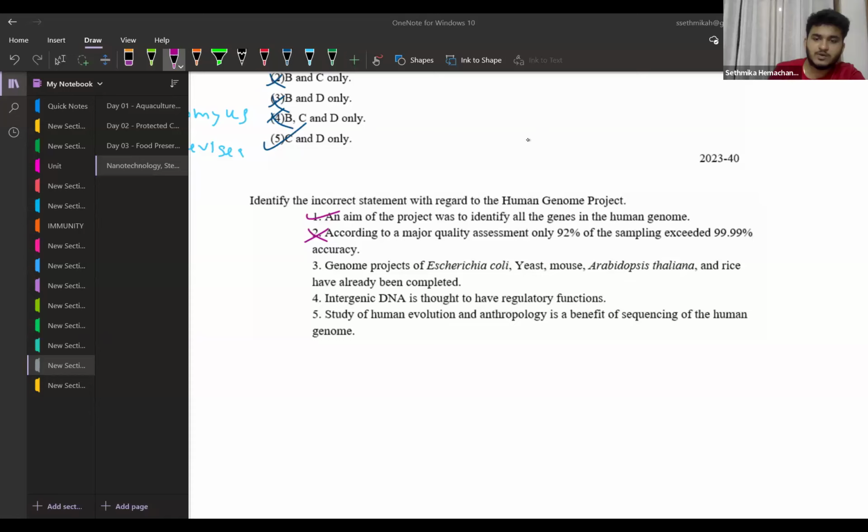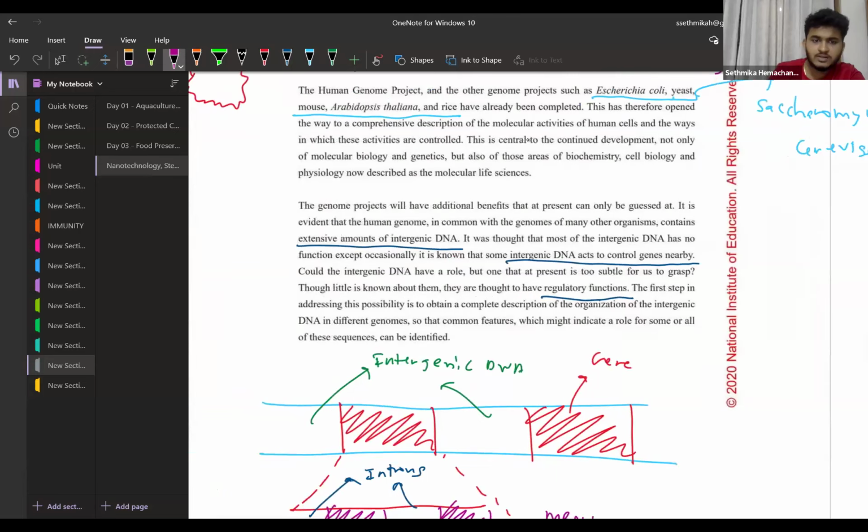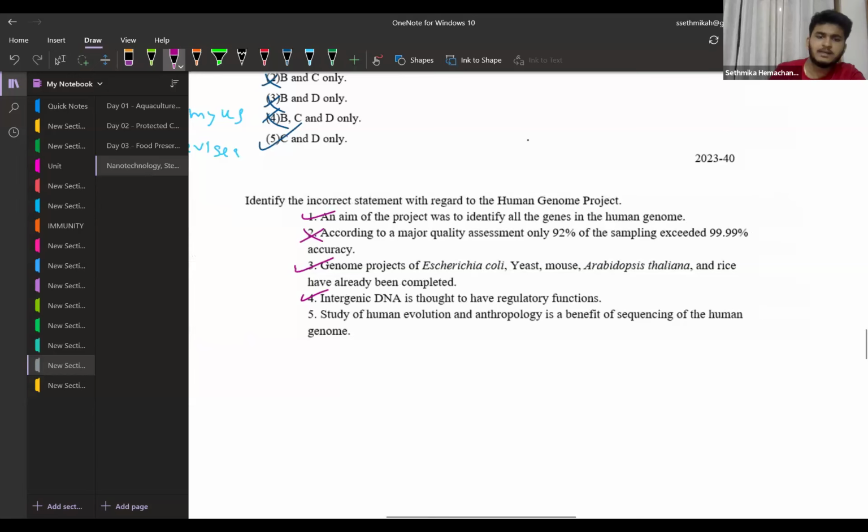Genome projects of E. coli, yeast, mouse, Arabidopsis thaliana, and rice have already been completed. Yes. Intergenic DNA is thought to have regulatory functions. Yes, though little is known about them, they are thought to have regulatory functions. Study of human evolution and anthropology is a benefit of sequencing the human genome. Yes. Right. So the second one is the answer.